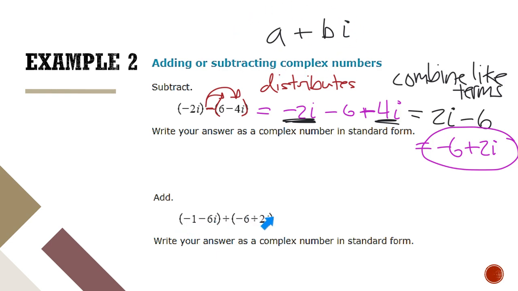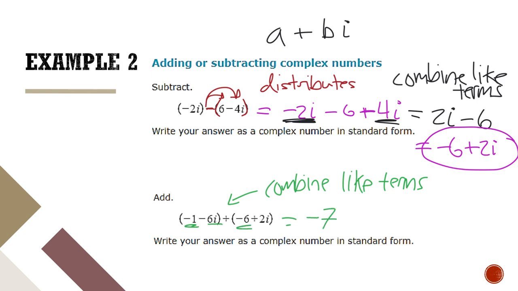So now in this problem we are adding. So this is just drop the parentheses and combine. Combine like terms. That's the only thing we're doing here. So we put negative 1 and negative 6 together, which is negative 7. And then we put negative 6i and 2i together, which is negative 4i. That is in that standard form, so that would be my answer there.